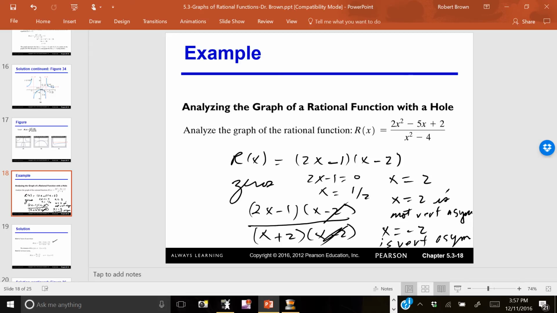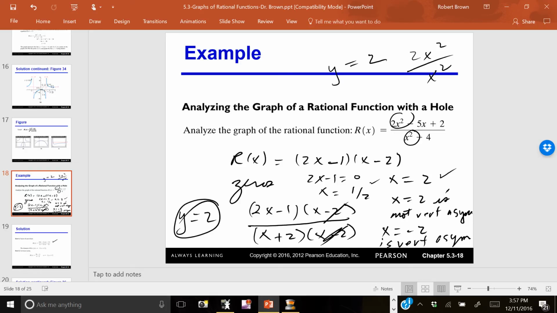So when we graph this, we expect a zero at 1/2 and a zero at 2. We expect a horizontal asymptote of y equals 2, because that's the dominant term in the numerator over the dominant term in the denominator, which is y equals 2. So now let's graph this.